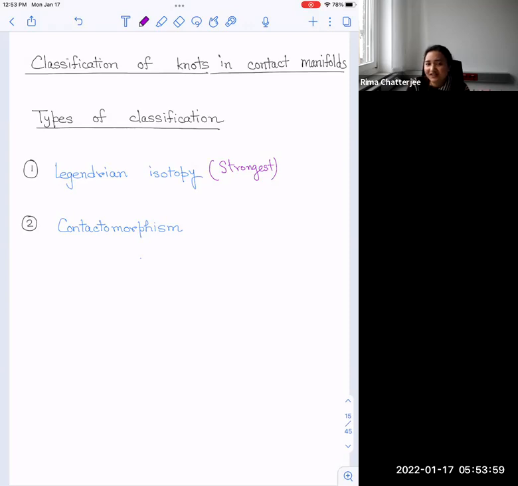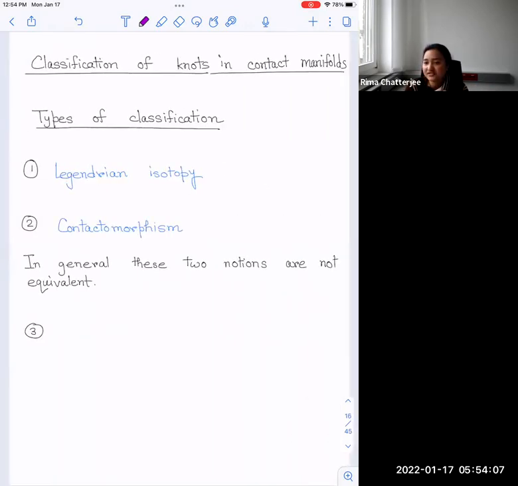So that's why, in S3 standard, life is a little bit easier. But in general, these two notions are not the same. If you are in a general 3 manifold, or if you are in S3 but not in the tight S3, say in an overtwisted S3, then the contactomorphism type is a lot weaker notion of classification.